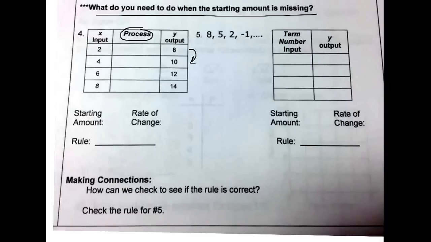So we go, that is plus 2, that is plus 2, so our rate of change is 2 over 2, or 1. Then we start to fill in our process column. We take our rate of change, which is 1, we multiply it by our input, our x, and then we ask ourselves, is 1 times 2, does that equal 8?